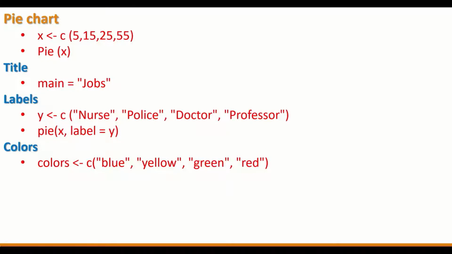To change the color of the sections within the pie chart, insert the following vector: colors <- c( and inside the bracket 4 different colors for the 4 different sections. Each color is inserted within quotation marks, separated by a comma from another color. And then to assign the colors to the sections within the pie chart, use the command pie(x, labels = y, col = colors).